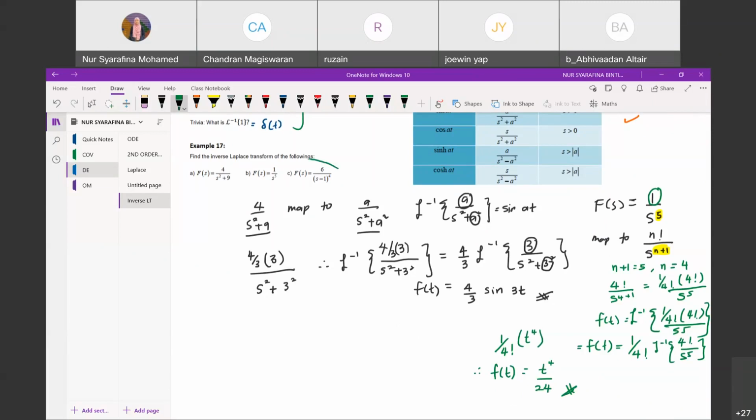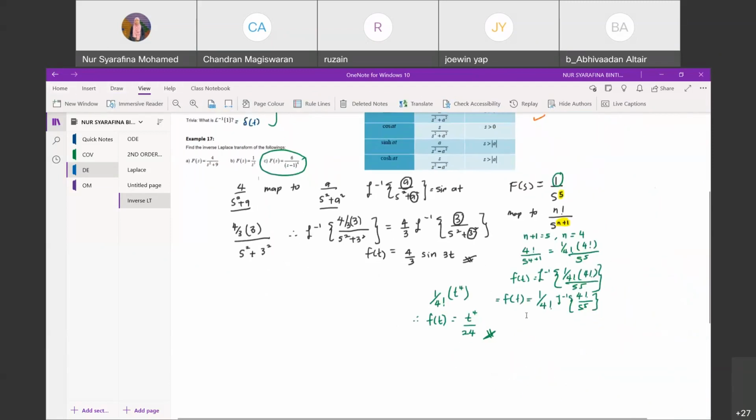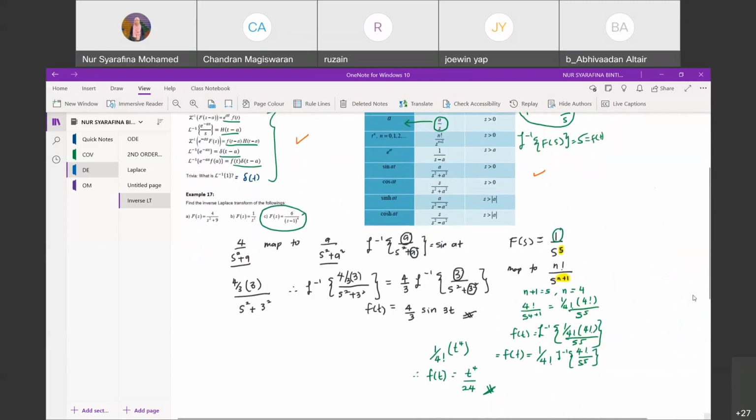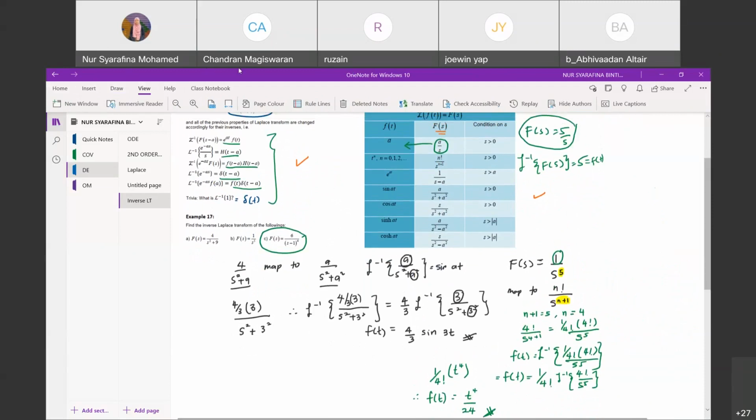Okay, so this is how you get f(t). Okay, try to understand this first before we discuss. Try to match with the table of transformation there. Okay, find the most suitable function of F(s) and inverse transform.